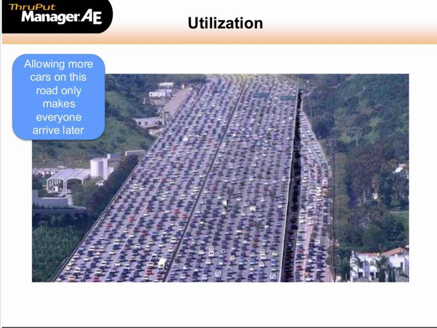Here we have an overutilized highway. The design doesn't prevent more cars from coming on the road, even as the average speed of all the cars approaches 0. The result is many cars on the road, but no one getting to their destination within the expected time.